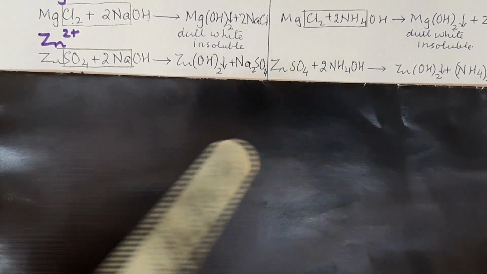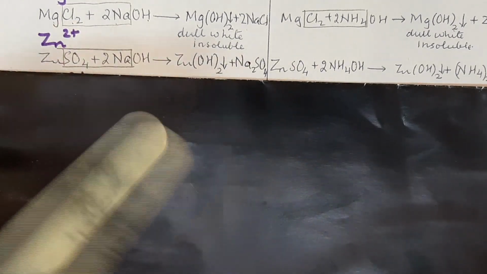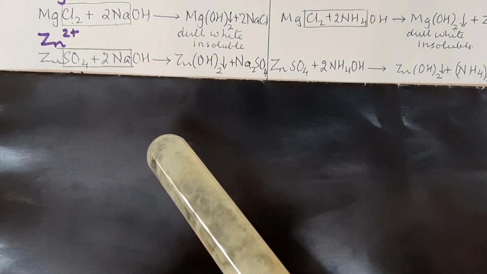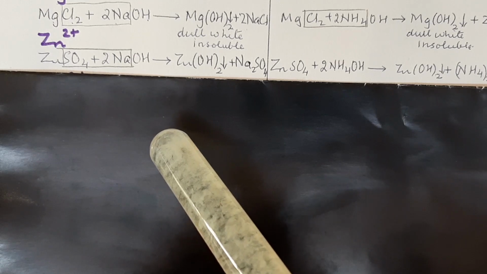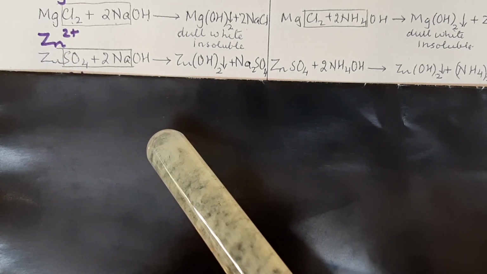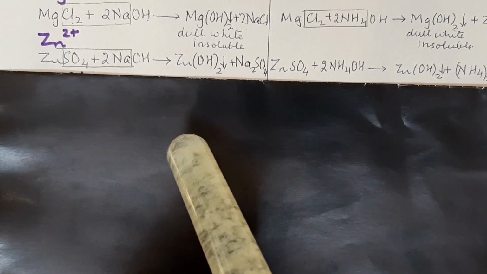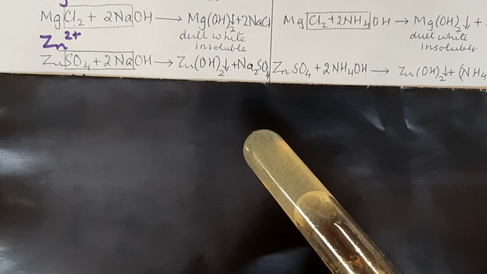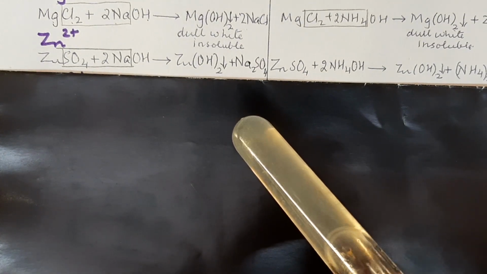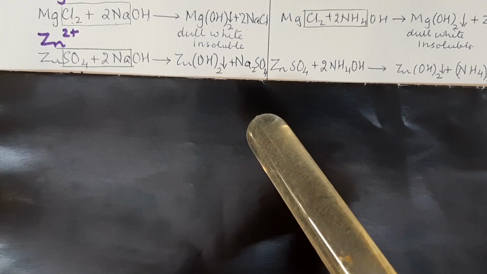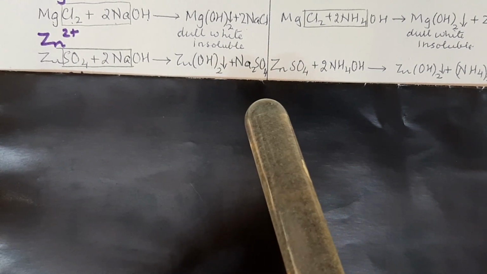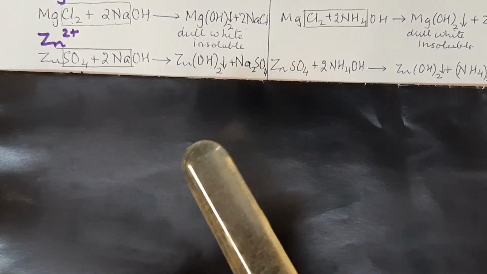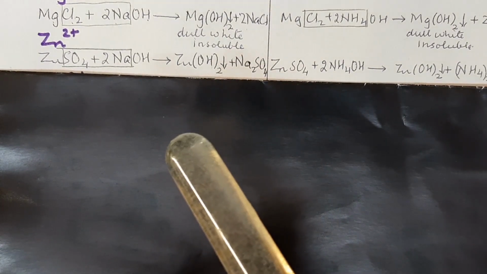In small quantity, it is a gelatinous white precipitate of zinc hydroxide, and if I add excess of NaOH, you can see it is dissolving. A little more in excess. There. You can see a clear solution is obtained. So what do we conclude from here? That zinc hydroxide is soluble in excess of NaOH.